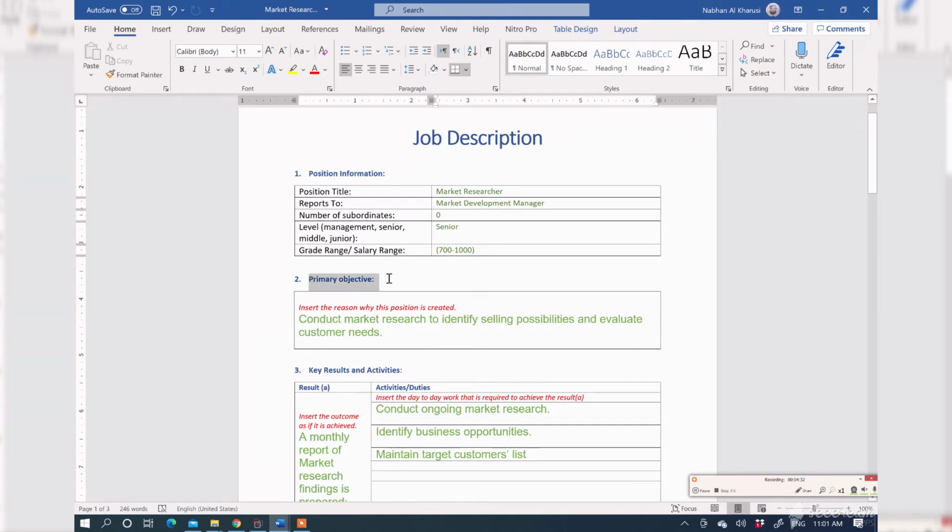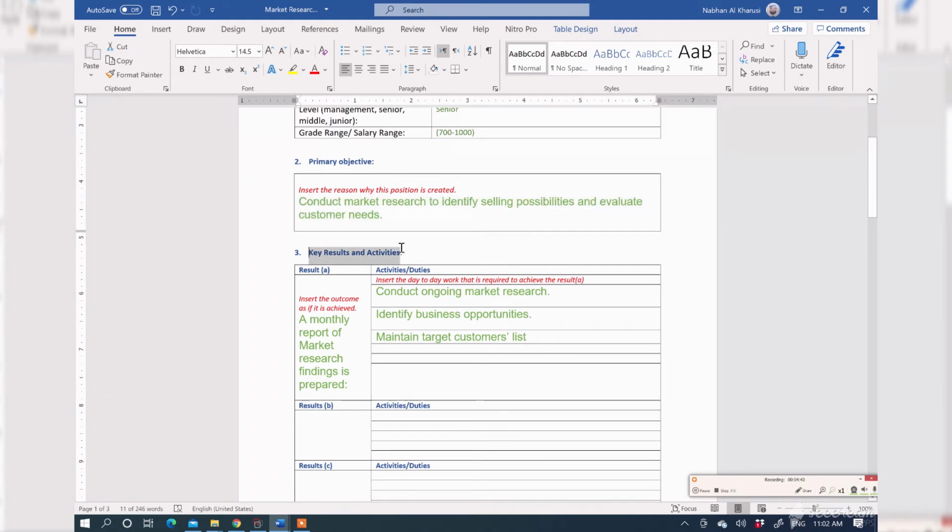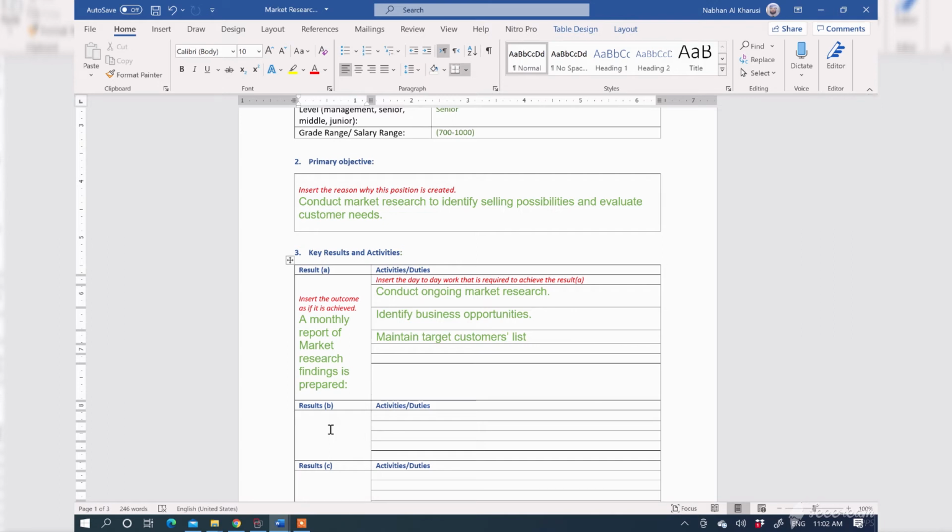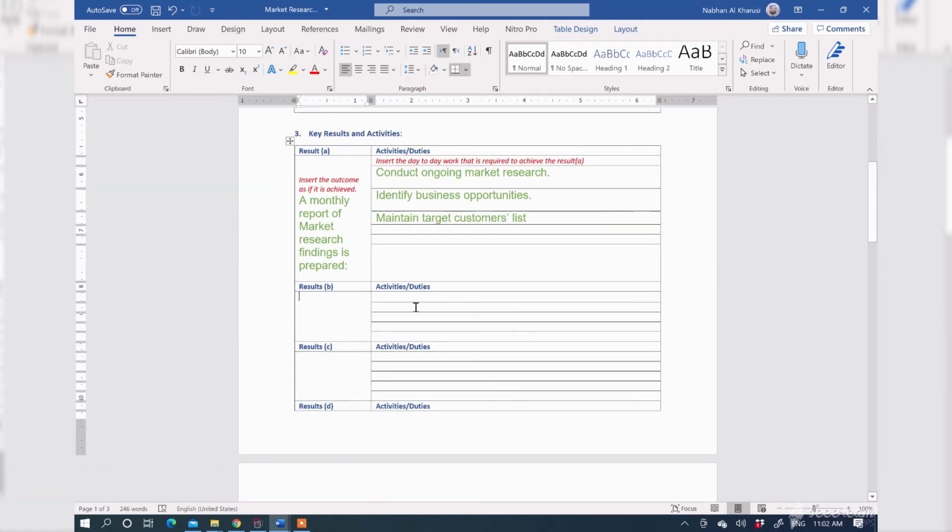And then the primary objective, we ask ourselves why this position is created. Maybe to conduct market research to identify selling possibilities and evaluate customer needs. And then we start the third one with the key results. So maybe a monthly report of market research findings is prepared. That's the outcome. Now to do this, we'd expect this employee to conduct ongoing market research, to identify business opportunities, and then of course we do the same with the other results. We write them in a way as if they are already achieved. It's like a SMART goal or a KPI kind of format, just to make sure that the results are very clear, well understood, and can be measured.